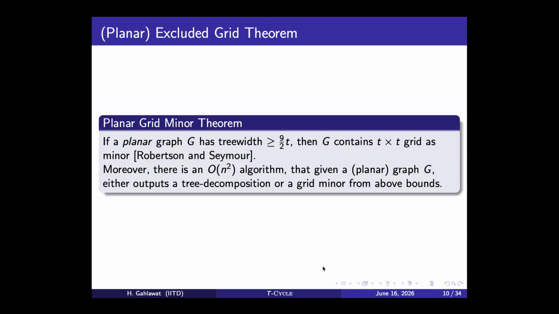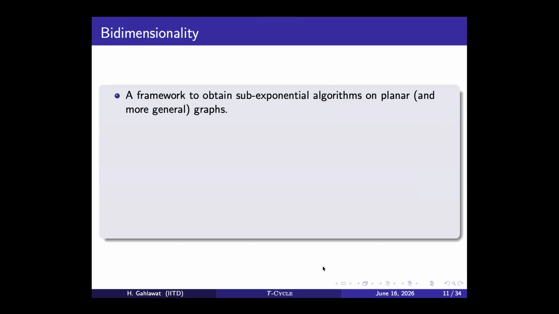And now we'll see how to go ahead with these results. We will use the following planar grid minor theorem. We know that if we are given a planar graph whose tree width is large, say greater than or equal to 9t/2, then you get a t by t grid minor in the graph. And this is a win-win situation. Given any planar graph, either you will get a tree decomposition or you will get a grid minor of this size. And this takes n square time.